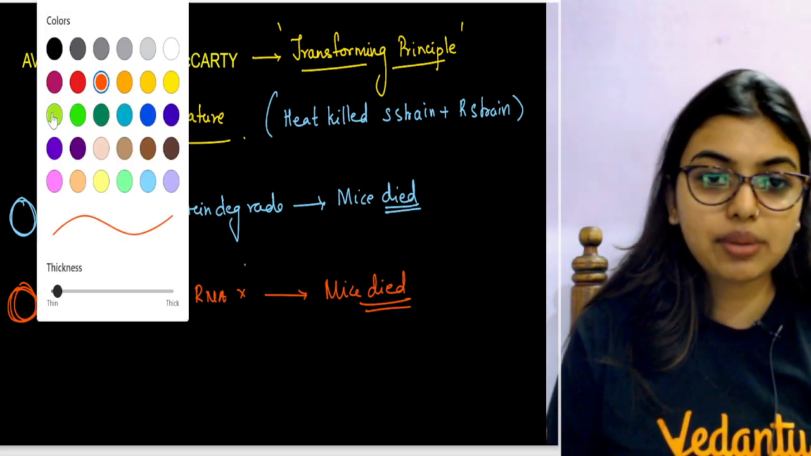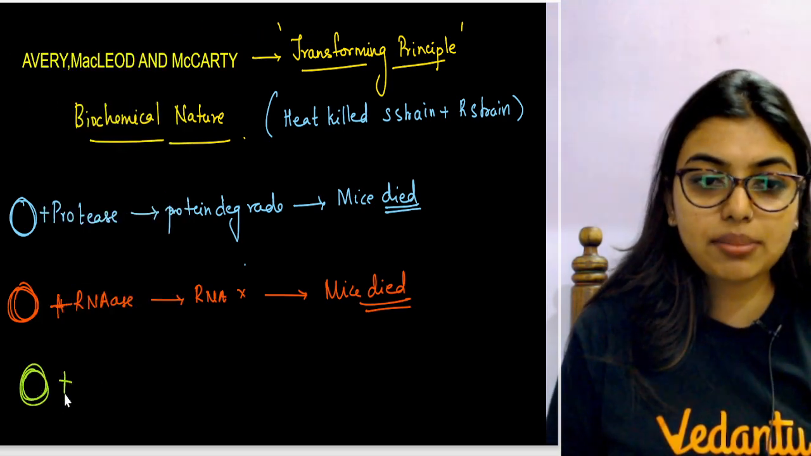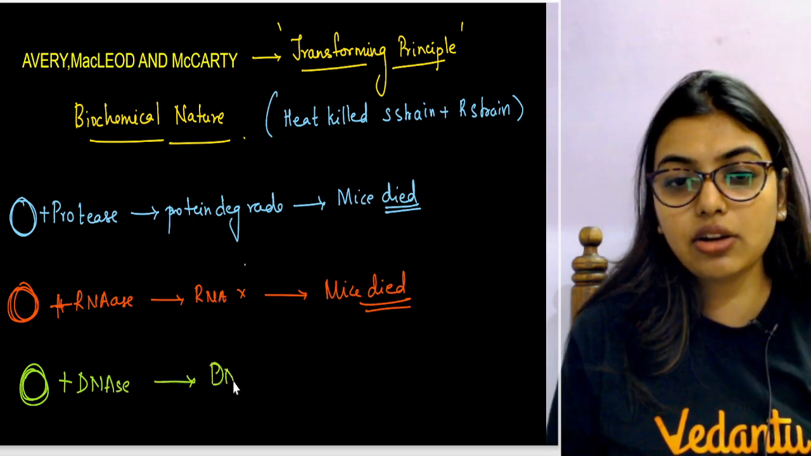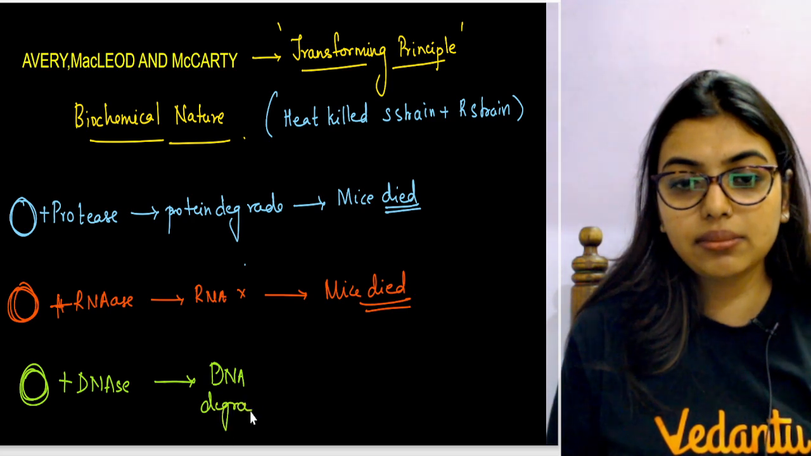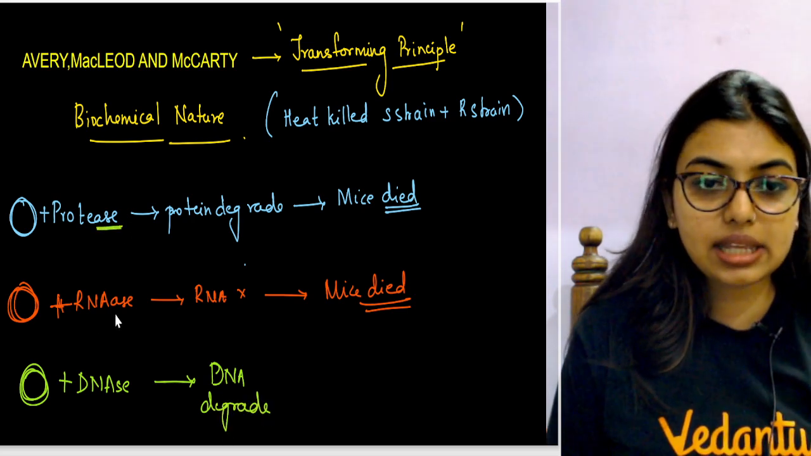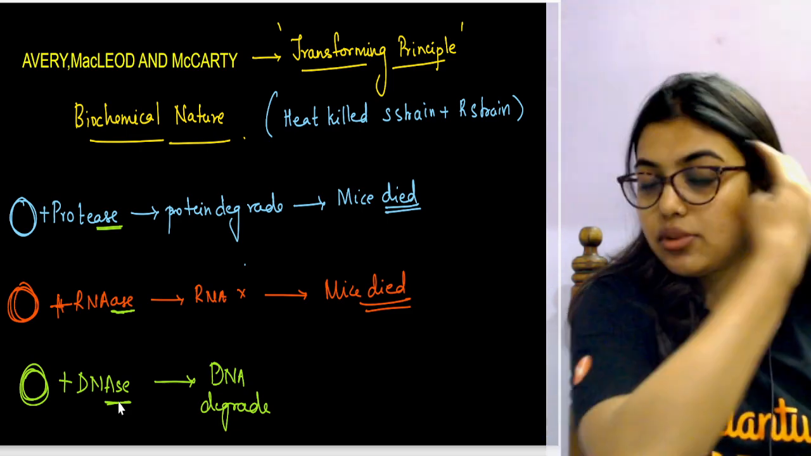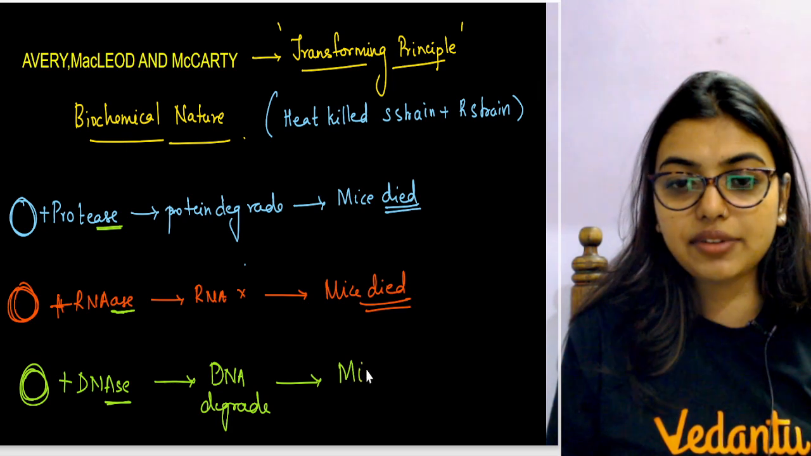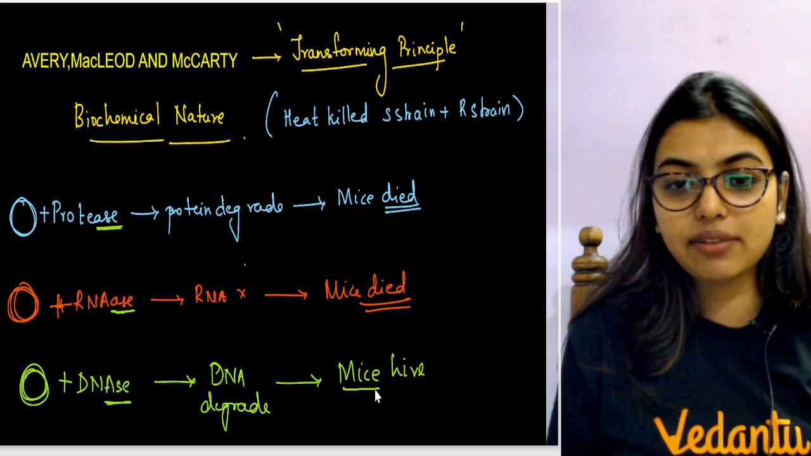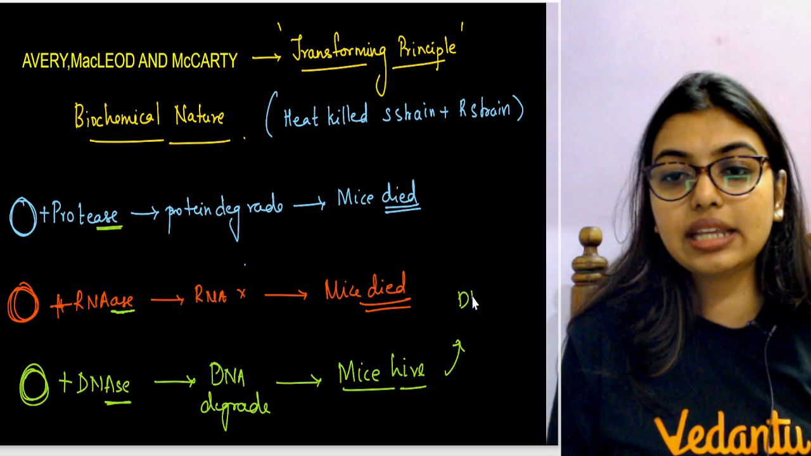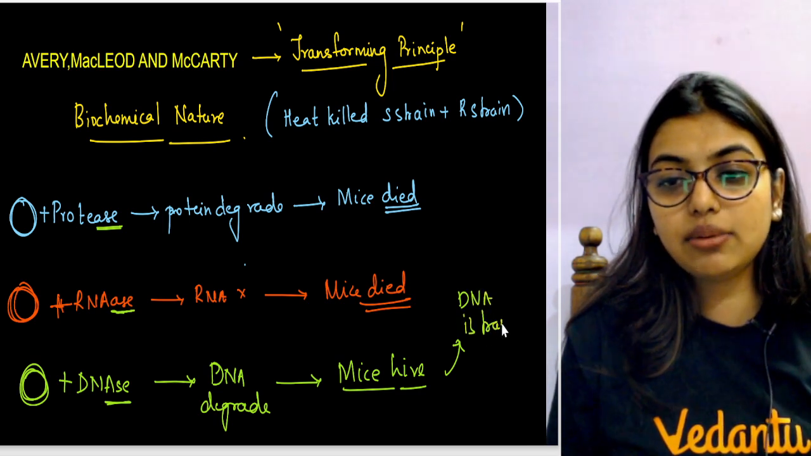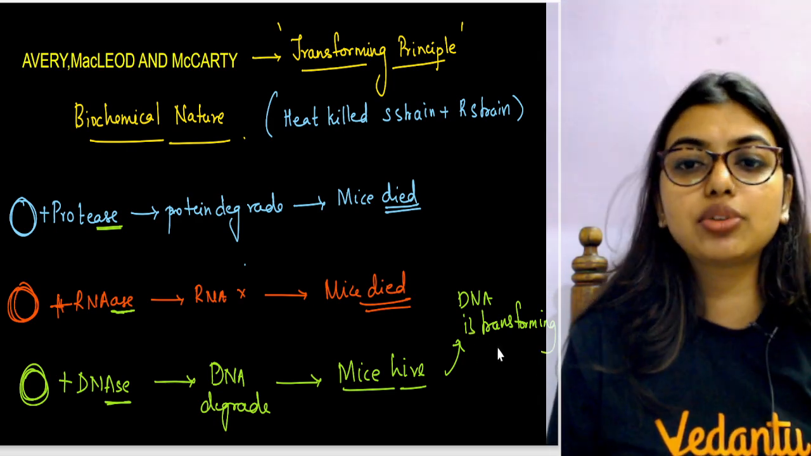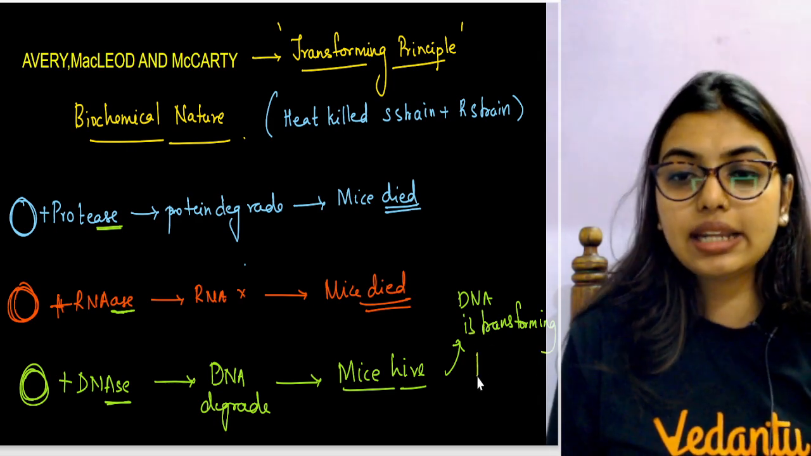Then their last try was DNA. They took the combination plus they added DNAase, and the DNA got degraded. Students, remember ACE. This protease, RNAase, DNAase are enzymes which will degrade the protein, RNA as well as the DNA. Here what happened? The mice lived. This showed that DNA is the transforming principle. When DNA was not there, the mice lived. That means the virulent character of the S strain did not get transformed to the R strain. Both were non-virulent. So DNA is the transforming principle.